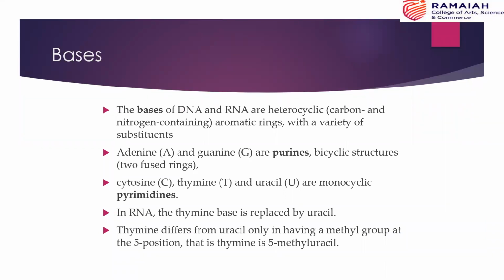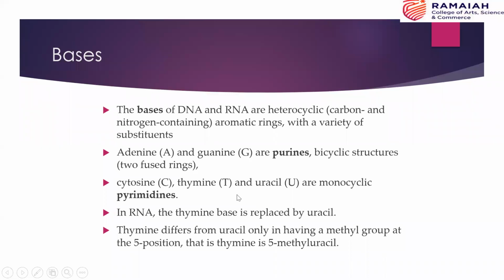There are 4 nitrogenous bases present in DNA. These nitrogenous bases are heterocyclic aromatic rings having different substituents. So what are these 4 nitrogenous bases? There are 2 purines. They are adenine and guanine. These 2 are the purines, and these 2 purines are bicyclic structures.